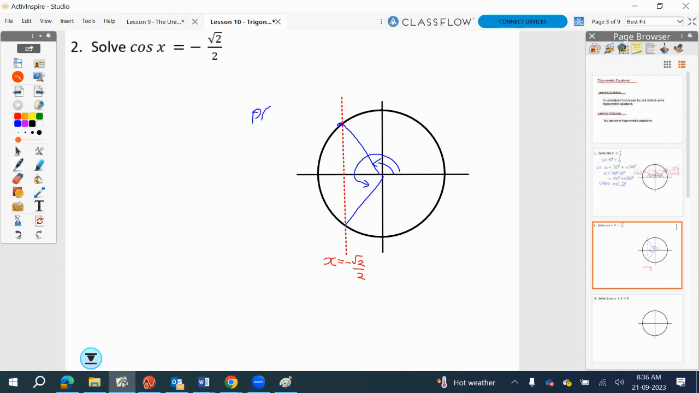So P is negative root 2 over 2. What is the y value at that point? Our best expression on it, remember? Sin x. Yeah, we'll call it sin x for now. This is sin x here. So, what are the solutions to this equation?